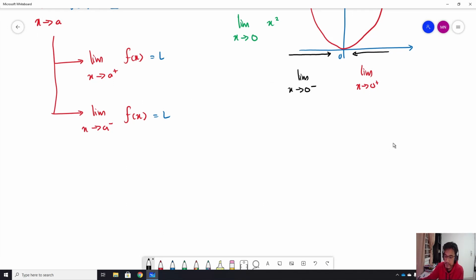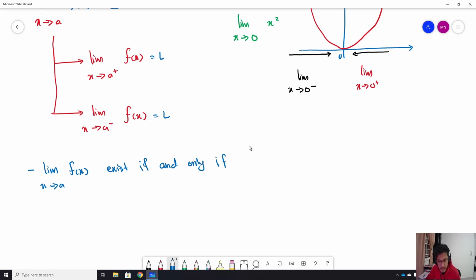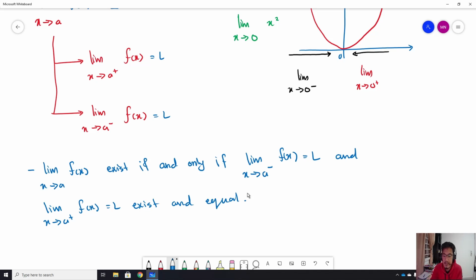Okay, then this is the statement. The limit as x approaches a of f(x) exists if and only if the limit as x approaches a from the left of f(x) equals L, and the limit as x approaches a from the right of f(x) equals L, exist and are equal.